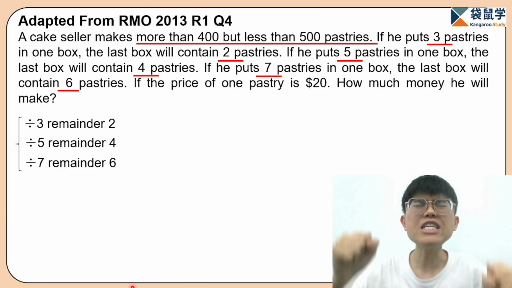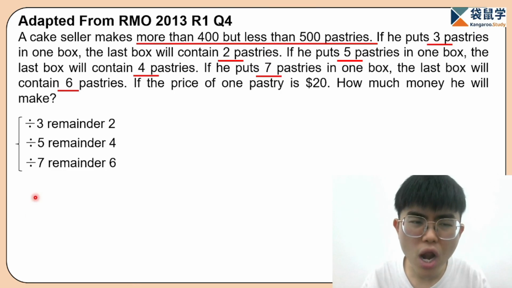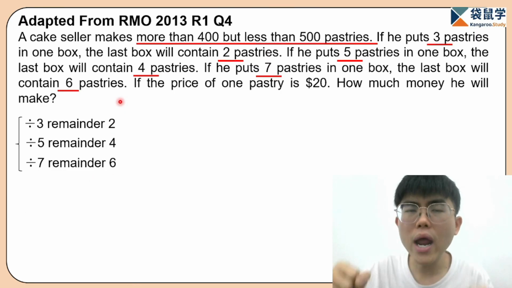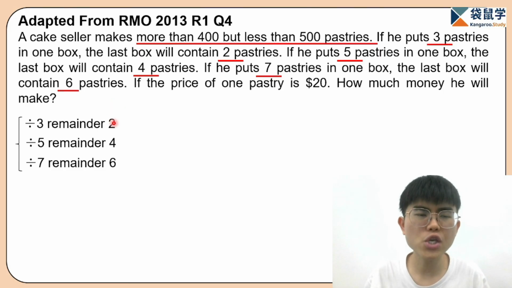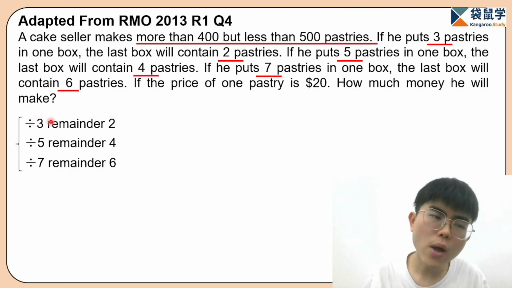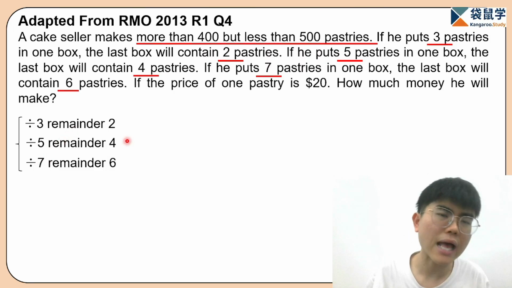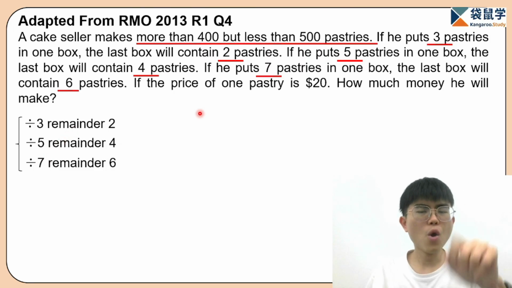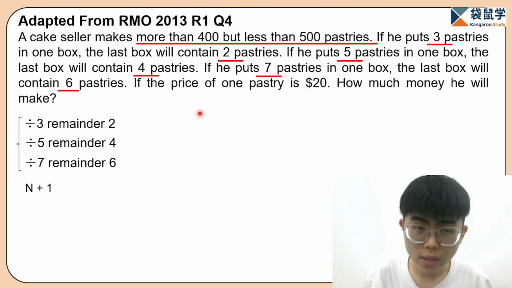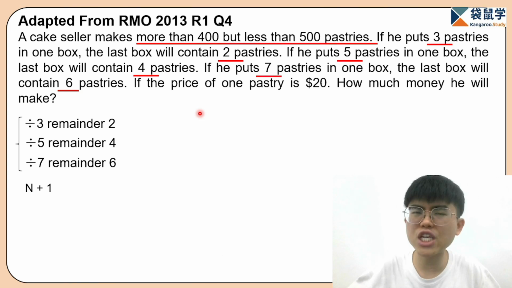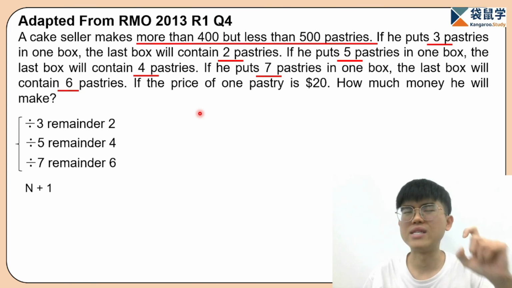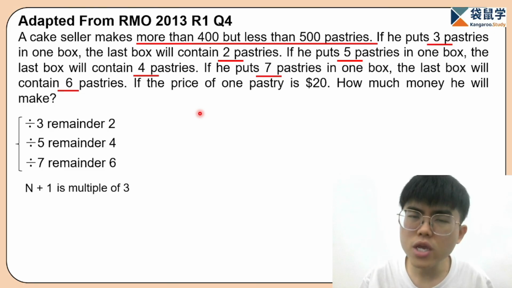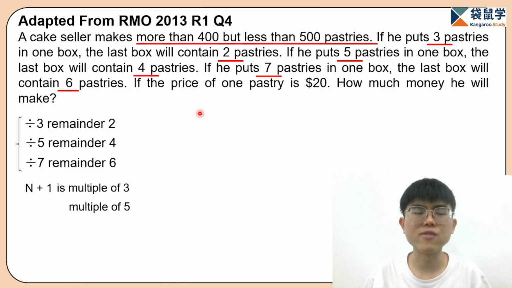Everyone, you see, in this question right here, they don't have the same remainder. What is in common is their complement. You see, 2 plus 1, you get 3. 4 plus 1, you get 5. 6 plus 1, you get 7. Therefore, what we want to find is n plus 1. And what is the relationship of n plus 1 to the divisors 3, 5, and 7? It is a multiple of 3, a multiple of 5, and a multiple of 7.